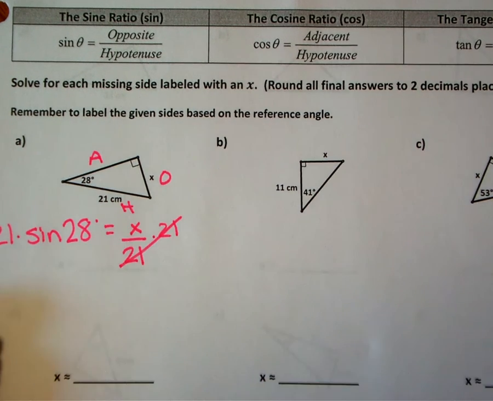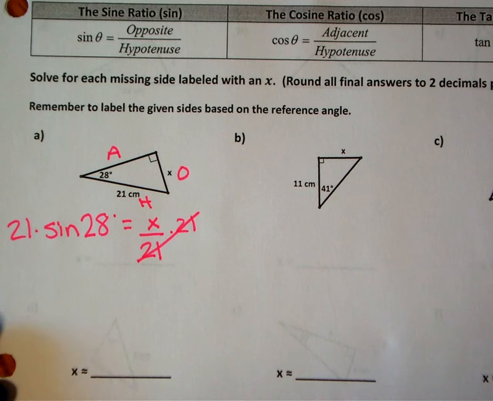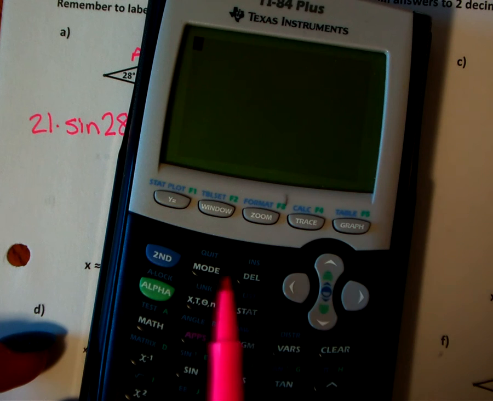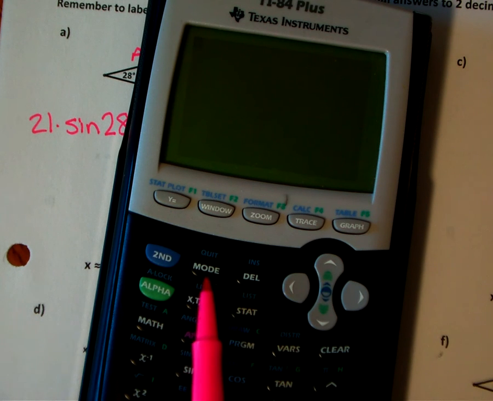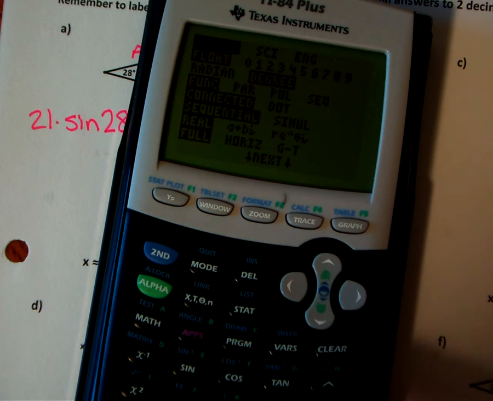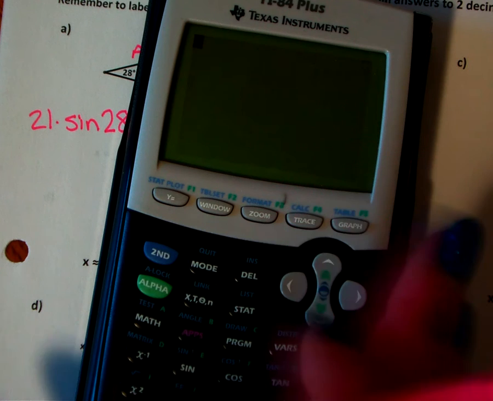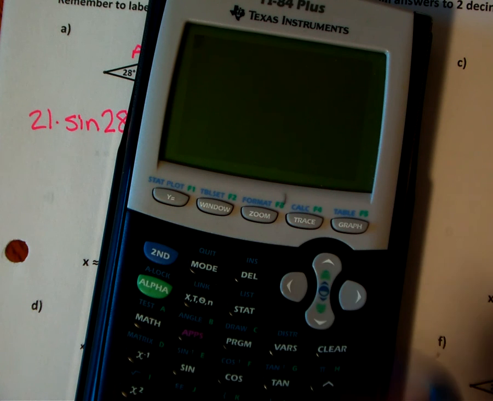Okay, throw it in your calculator. Okay, make sure again your mode is in degrees. So let's make sure, we haven't done this yet, so make sure go to mode, which is right here, next to your blue button, and you're in degrees. Well, you guys don't have a graphing calculator, so you should be okay.